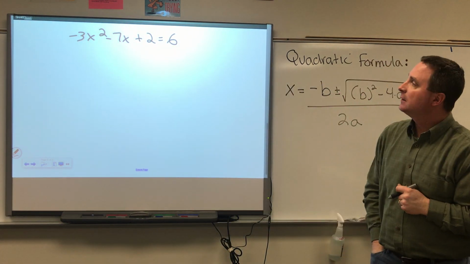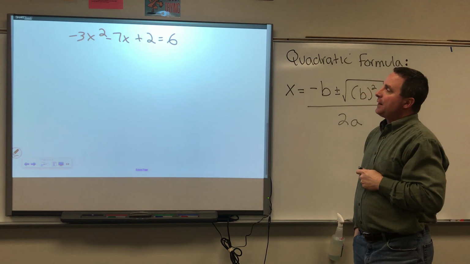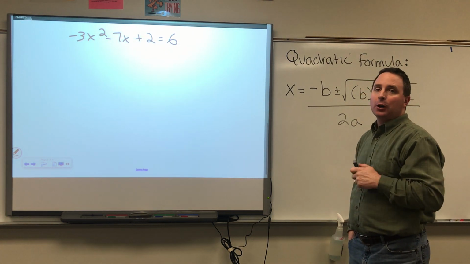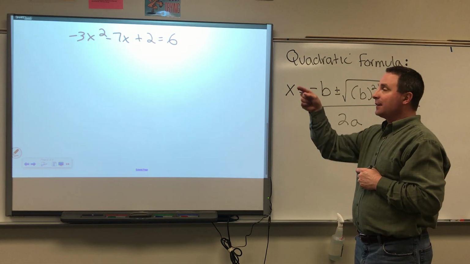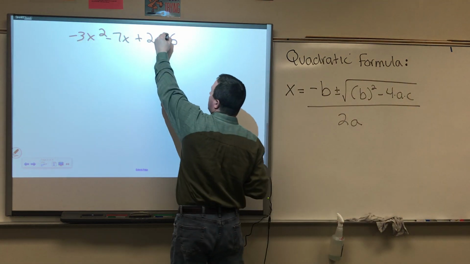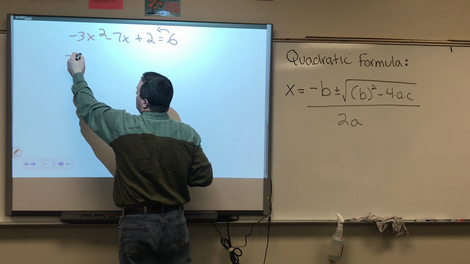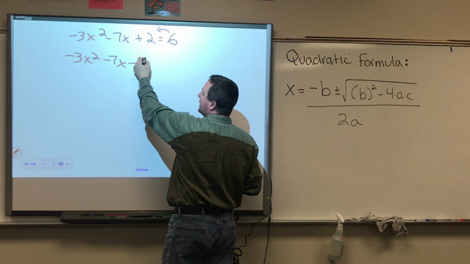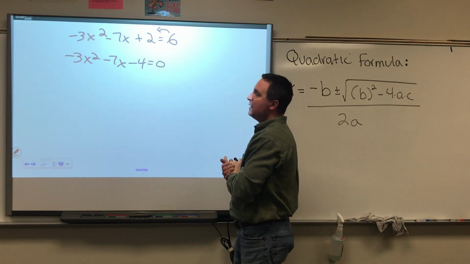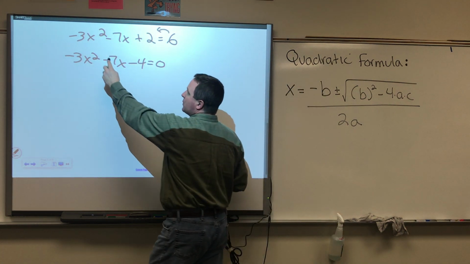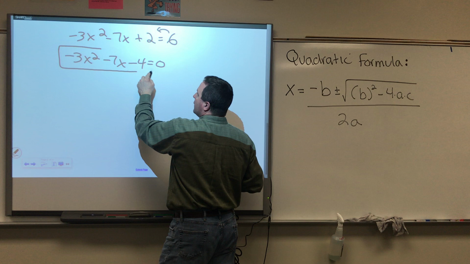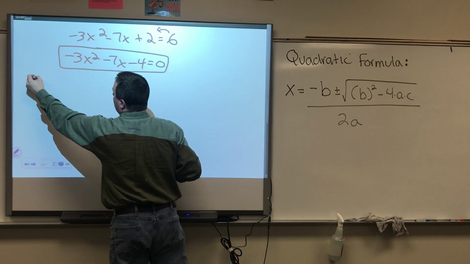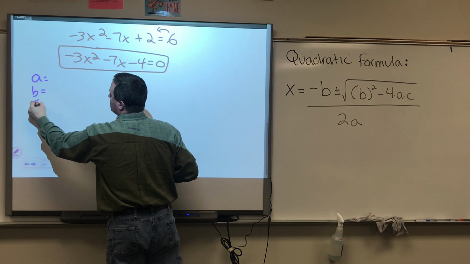Let's try this. First of all, I look at that and it's not in the proper form. It's not in standard form. I don't have a 0 on one side. The 6 needs to move over to the other side. So negative 3x squared minus 7x, and if I subtract 6, I get negative 4 equals 0. So there's the equation I'm going to use with my quadratic formula.